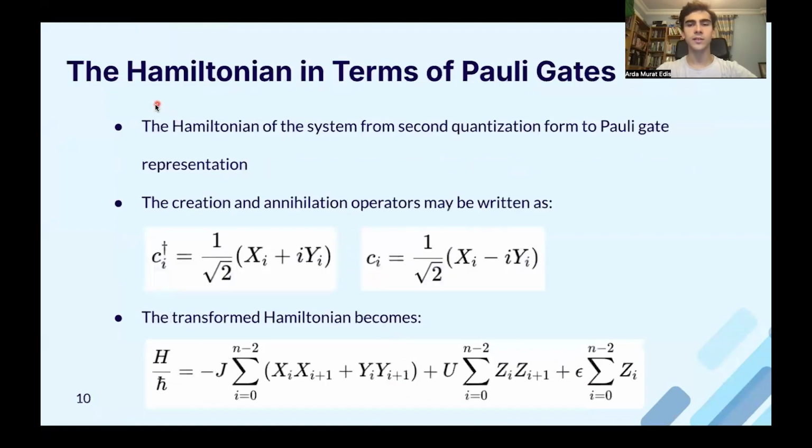Then, we must express our Hamiltonian in terms of the Pauli gates. Previously, the Hamiltonian of the system was in the second quantization formalism only expressed in terms of the creation and annihilation operators. The creation and annihilation operators may be written in terms of the Pauli gates, as shown here. And then, if we just plug in the expressions, the transformed Hamiltonian of our system becomes as follows.